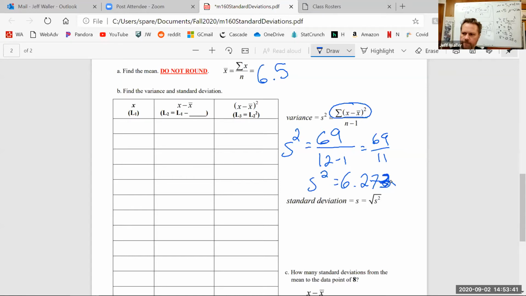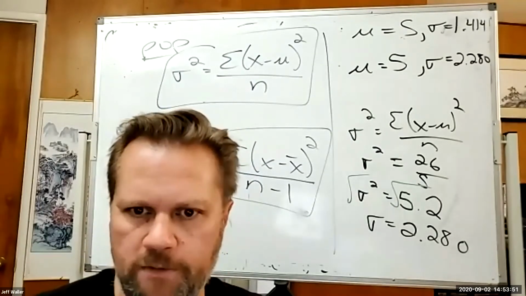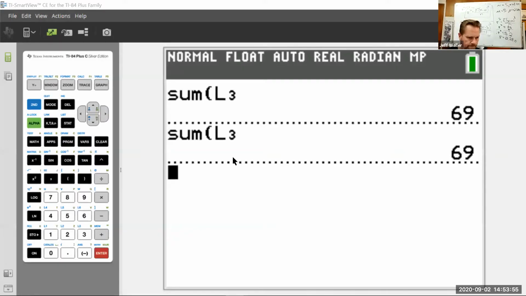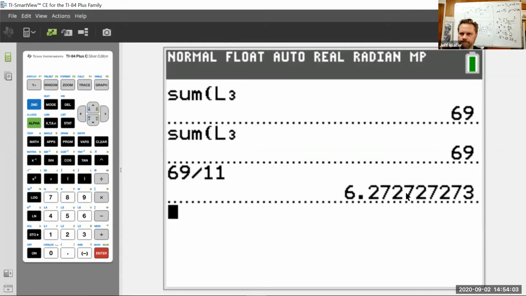All right, and I want to show you something on the calculator real quick. Let me show you something. So if you do, let's see, what did we just do? We just did 69 divided by 11. And I get all that, right?